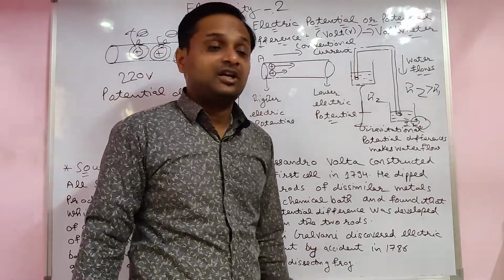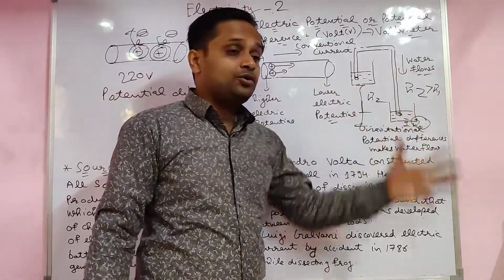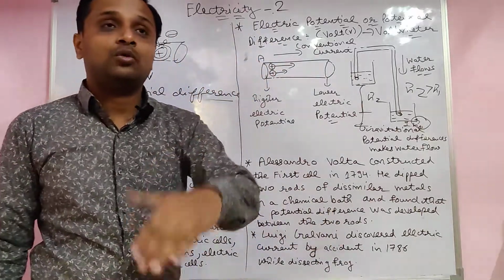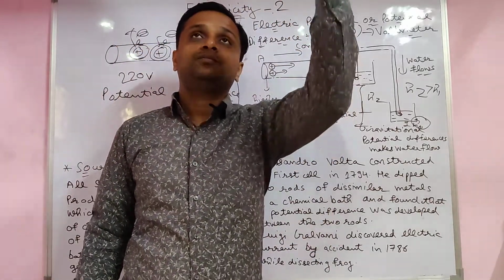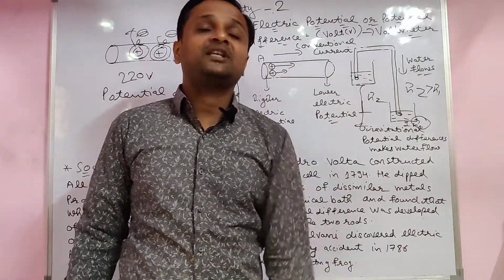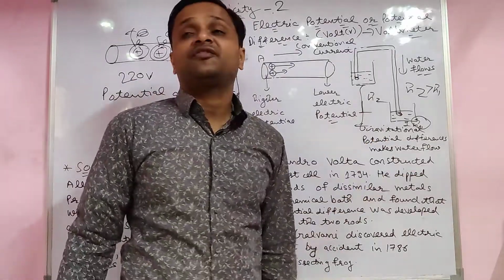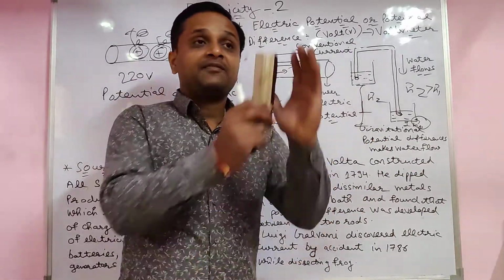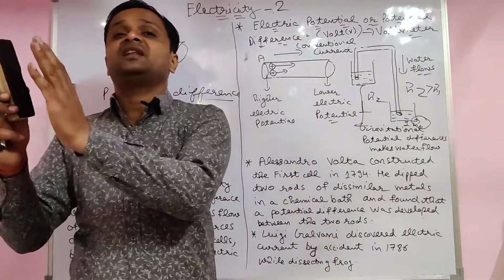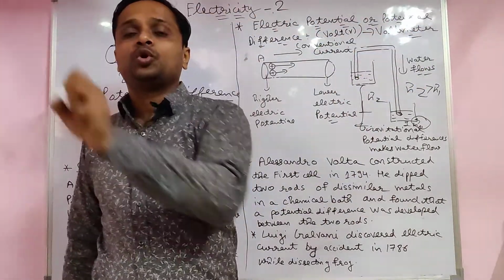That is the gravitational difference between the heights. Due to gravity, you always know water does not move from down to up. It always moves from up to down due to gravity. That is the gravitational potential difference. Same, if one has more electrons and one has fewer electrons, the electrons move from high potential to low potential.